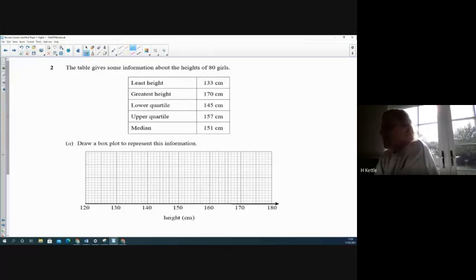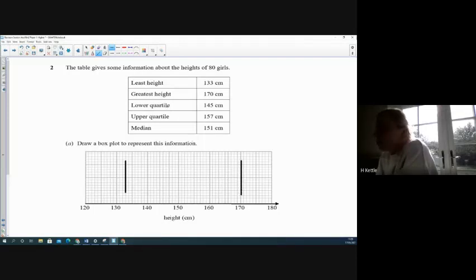Next question, we have a box plot. So the table gives some information about the heights of 80 girls. The least height is 133. Now 133 is here, so I'm just going to do a line at 133. And the greatest height is 170, so I'm going to do a line there.